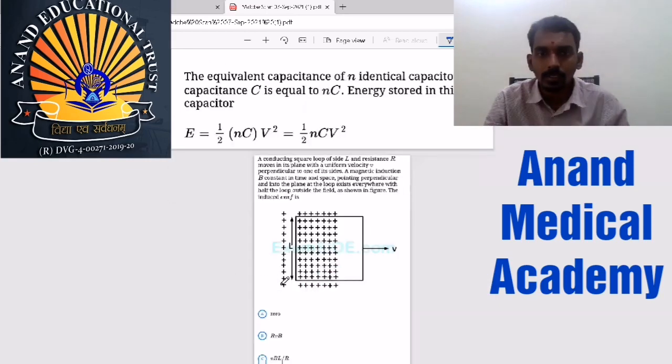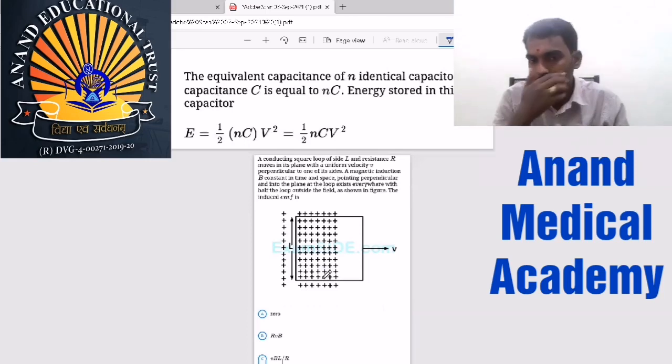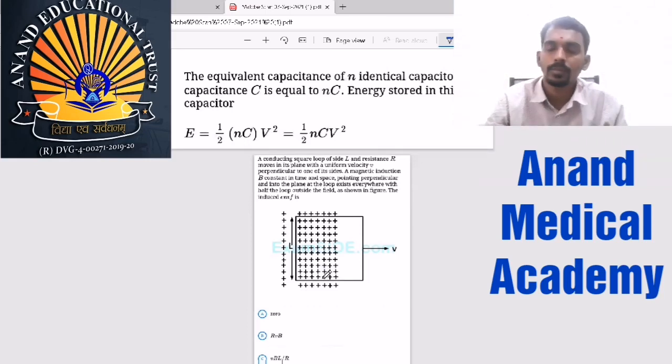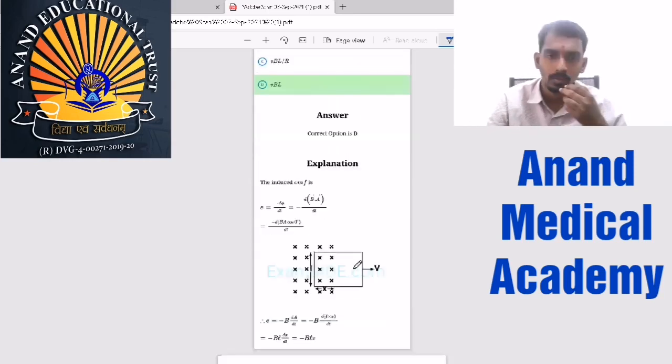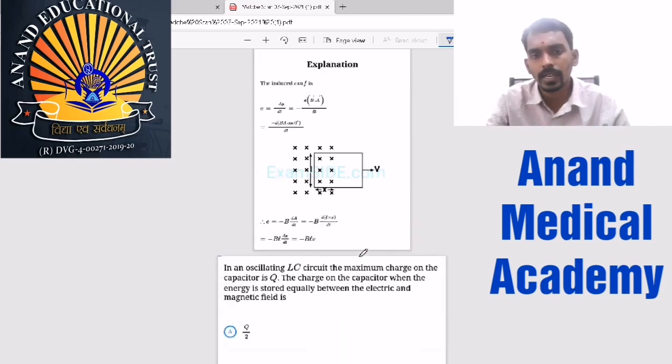Now, the next thing is based on EMI. In that EMI, one of the important topics is motional EMF. When a rod is moving in the presence of an external magnetic field, then an EMF is induced, BLV. So based on that, questions will come. So please just try to understand the given question, then you can solve it easily. So no need to derive, it is a direct formula.